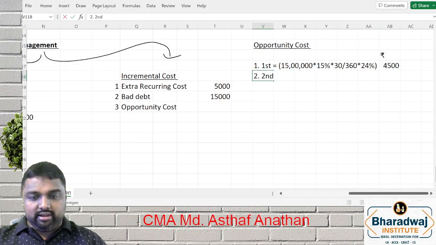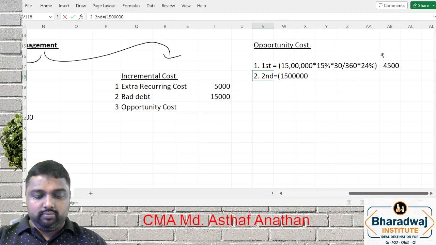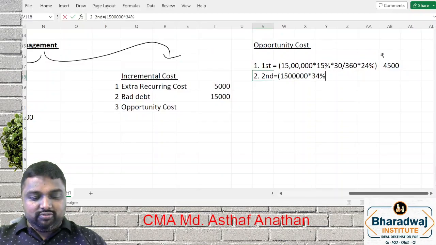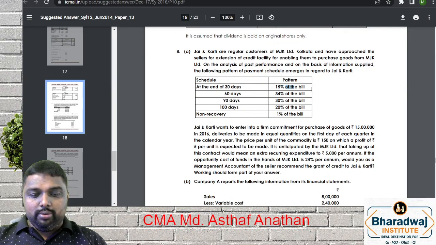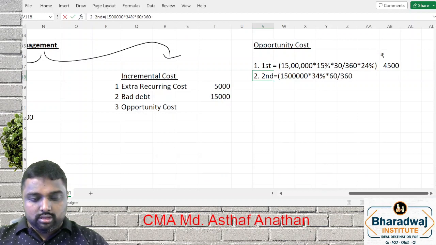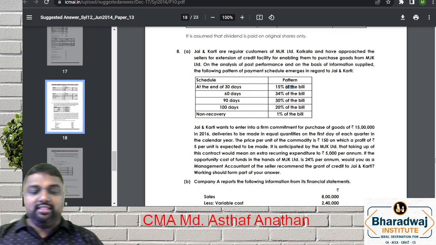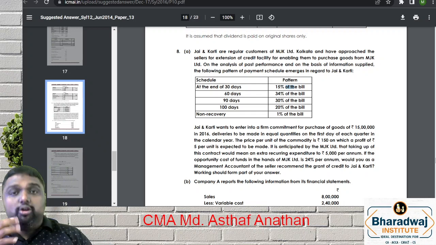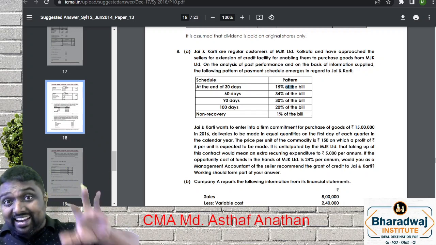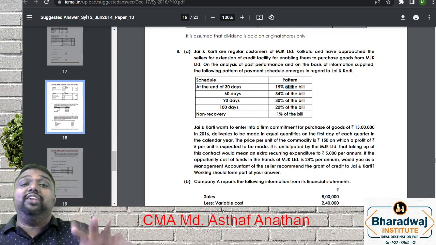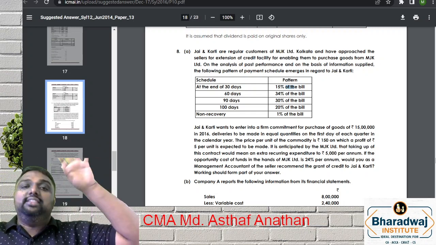Now second. What is second? 15 lakh into what is the percentage? Next percentage is 34%. How many days? So my dear friends, you have to check in the question whether to take 360 or 365. You can take either of the days. If the question specifically tells 360, then you have to take 360 only. If the question specifically tells 365, then you have to take 365 only.